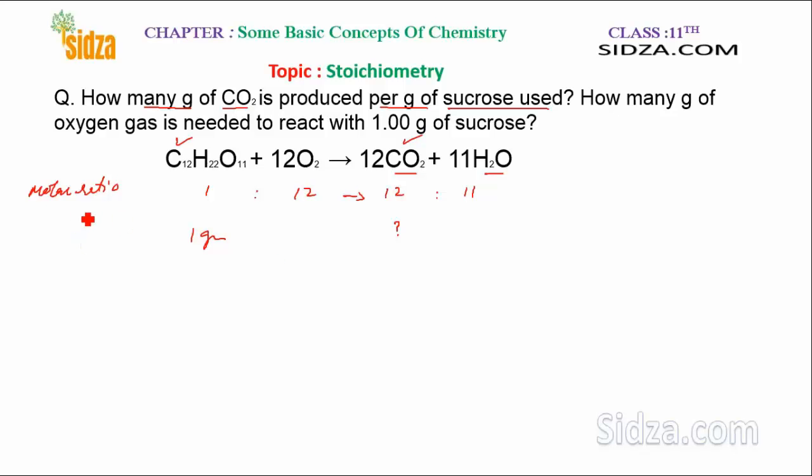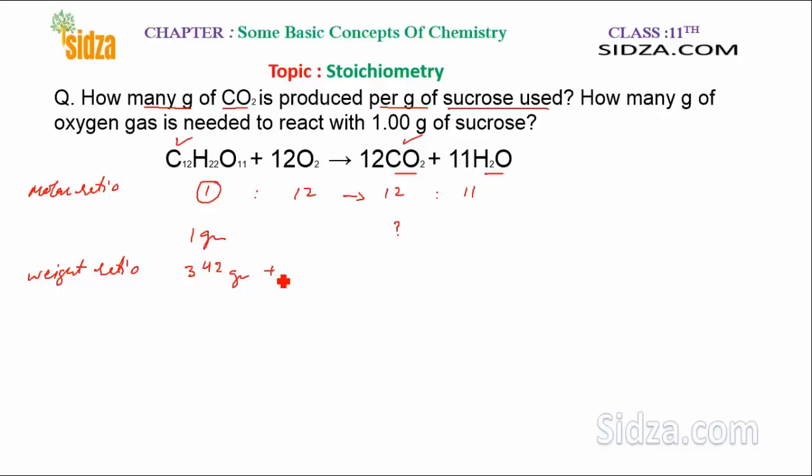Now, what I will do, I'll first change this molar ratio into the weight ratio, right? So as usual, what we do, we are converting the molar ratios here into weight ratio. So 1 mole of sucrose means how many grams in terms of weight it will be 12 carbon, 22 hydrogen atoms and 11 oxygen atoms. The total weight, the molar mass of sucrose is 342. That means 342 grams of sucrose react with 12 moles of oxygen.